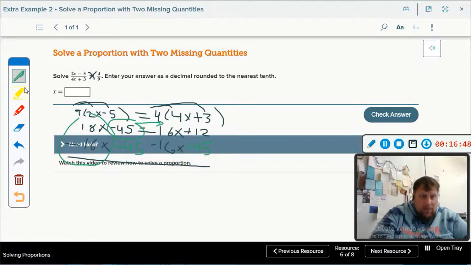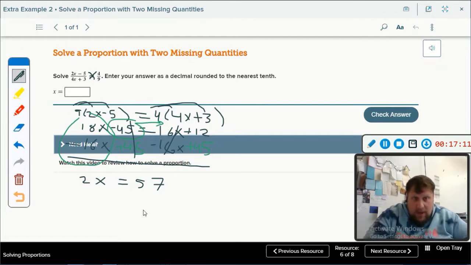And what do I end up with? 18x minus 16x is 2x. Boom. 45's cancel out. Equals 16x's cancel out. 12 plus 45 is what? 57? Is that true? I think that's true. Wow. I'm going to divide both sides by 2.